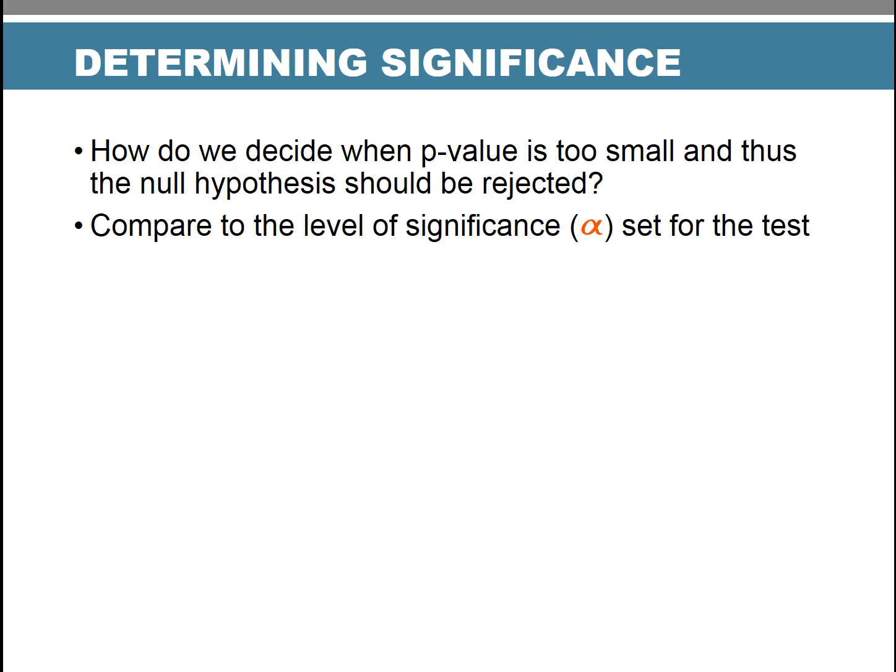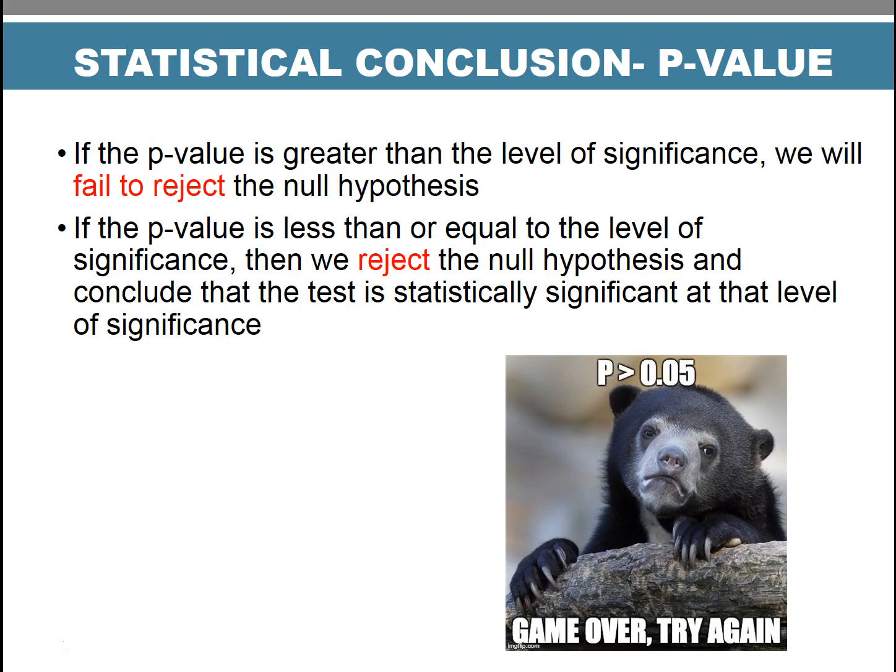How do we decide when the p-value is too small and therefore we should reject the null hypothesis? Well, remember, we're going to compare the p-value that we get to the level of significance that we set for our test. So if our p-value is greater than the level of significance, we will fail to reject the null hypothesis. If the p-value is less than or equal to the level of significance, then we reject the null hypothesis, and we're going to conclude that our test is statistically significant at that level of significance.